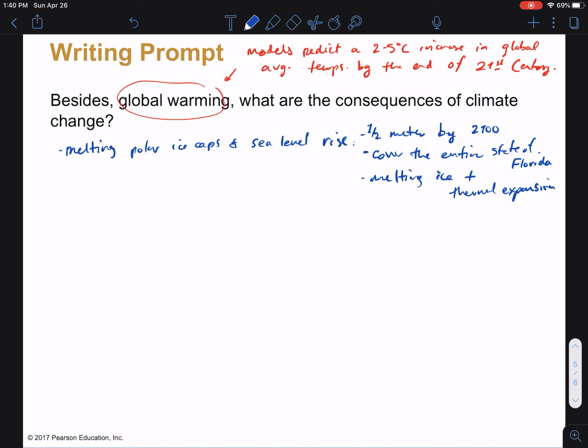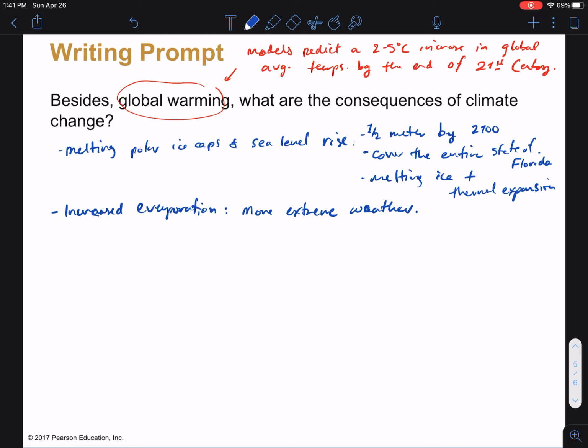Okay. Another one is increased evaporation. We talked about this with the runaway greenhouse effect, and we talked about it with the climate cycle, that as it gets hotter, you get more evaporation. But that's going to cause more extreme weather. That would be a consequence of this.